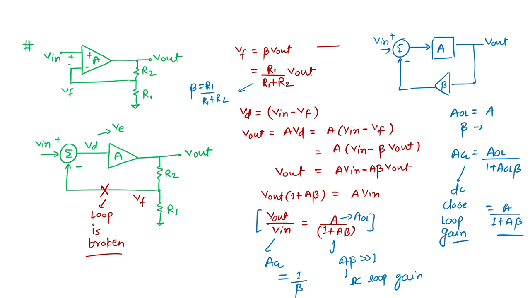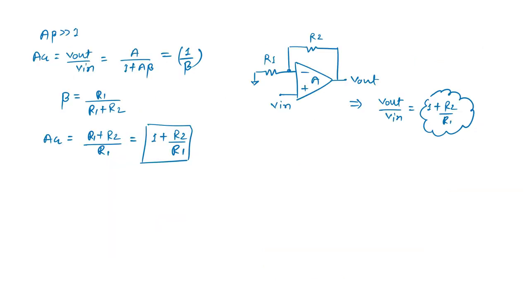If AOL beta is much greater than 1, then the closed loop gain simply comes as 1 upon beta. Beta is nothing but R1 divided by R1 plus R2. So if the closed loop gain is 1 upon beta, it simply means it can be written as 1 plus R2 by R1. This is the expression we see directly.